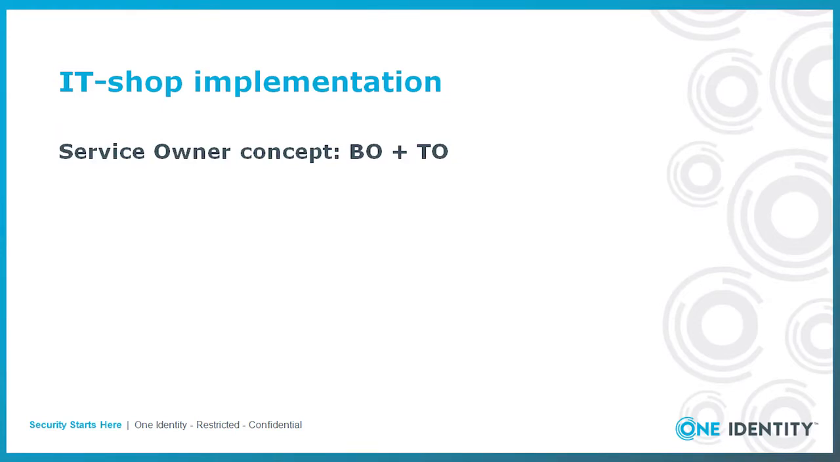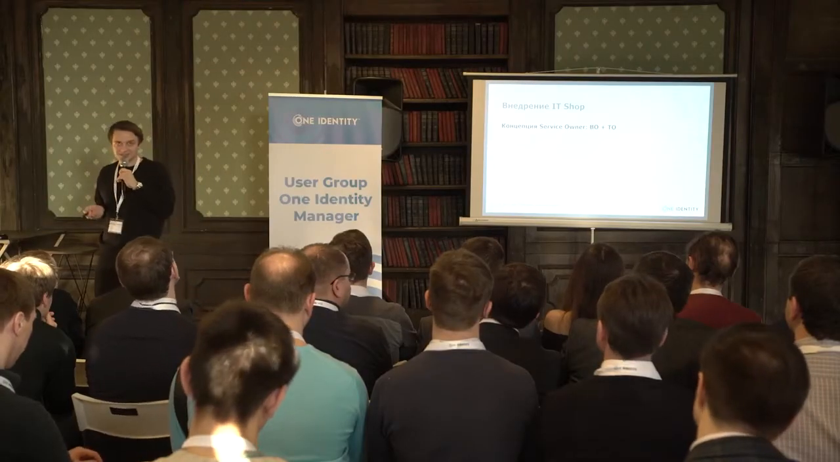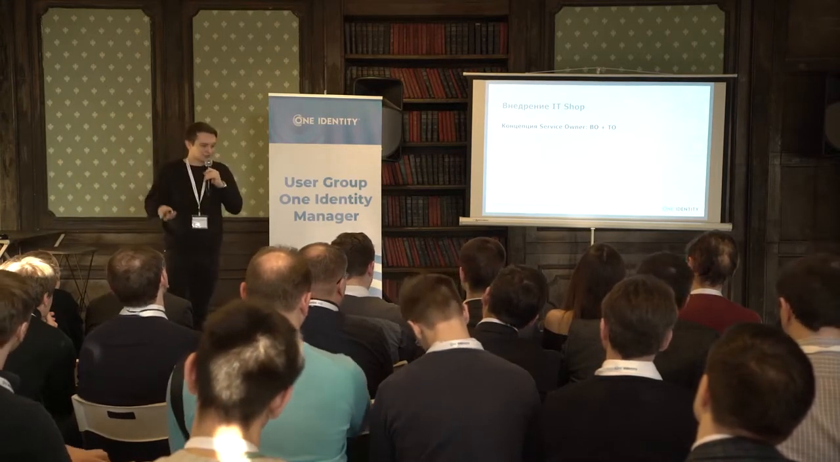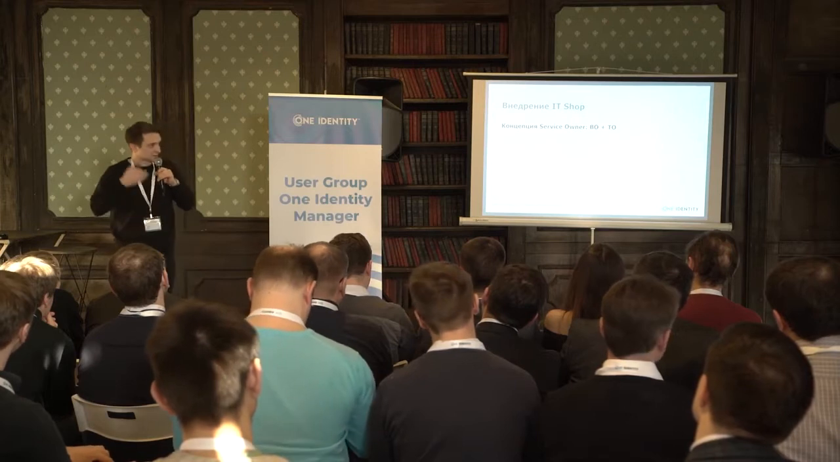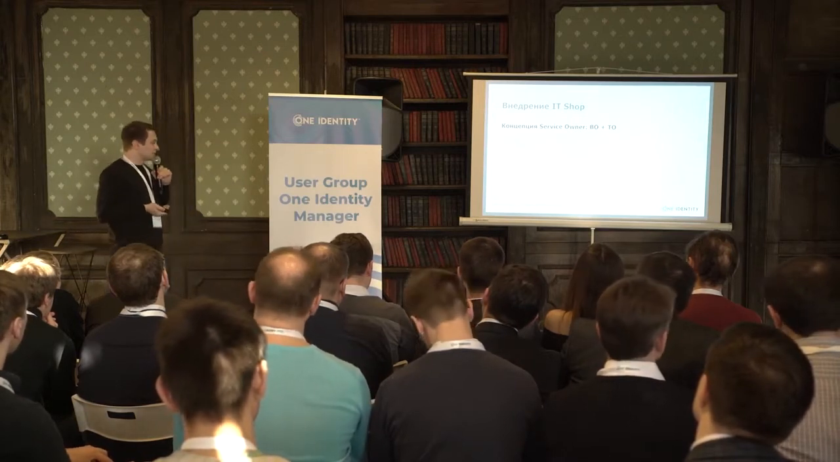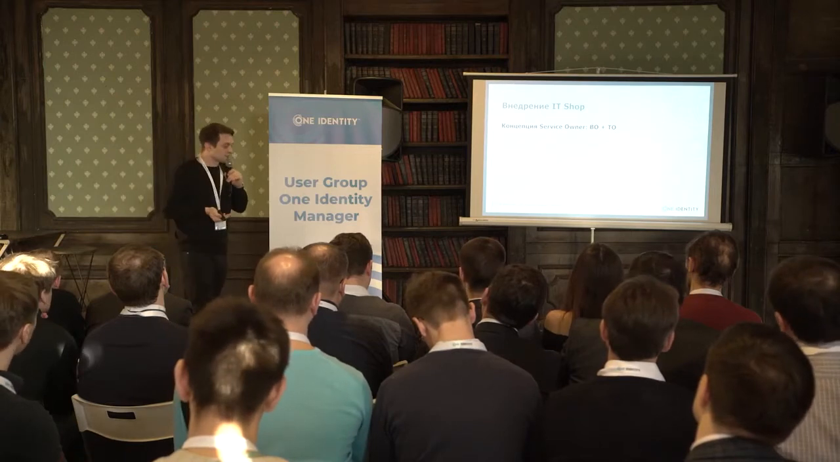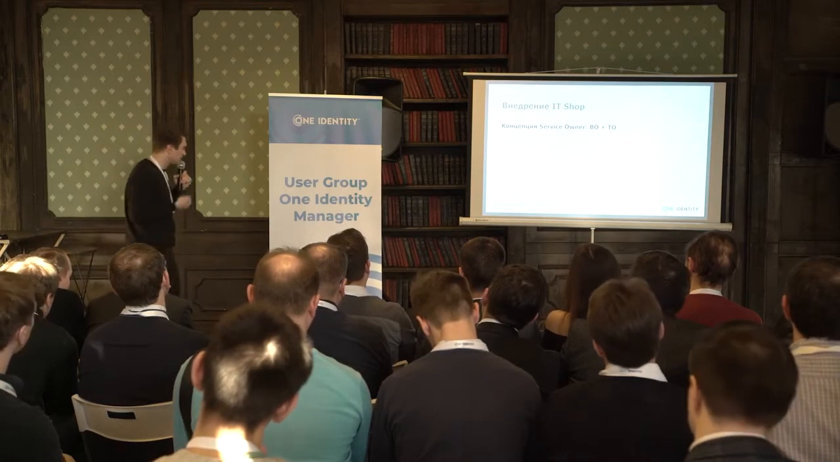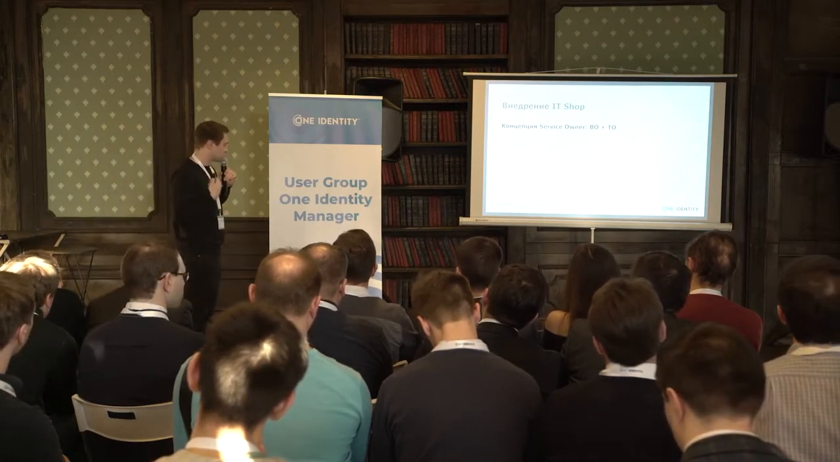What did we have to change? We had to add to the IT shop some of our own notions, the service owner concept. So every system, we have about 60 of them, and most of them are developed by our staff members. We have our own developers, about 300 people in our company, those who deal with IT and infrastructure. And we have about 60 systems and each of them has the business owner and the technical owner responsible for implementation. And we used this in the approval process.